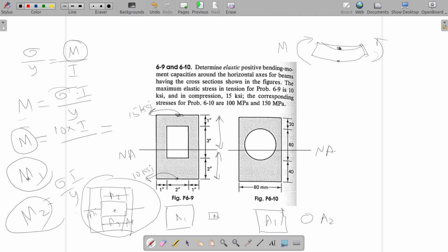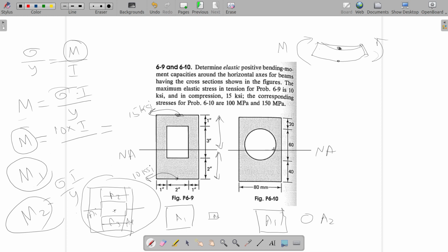So you have two bending moments, M1 and M2. But which will be the bending moment capacity of the beam? That will be the smaller one of M1 and M2, because we need to make sure that the maximum stress does not exceed the given limit for both values, 10 and 15. So we have to take the smaller value of bending moment.